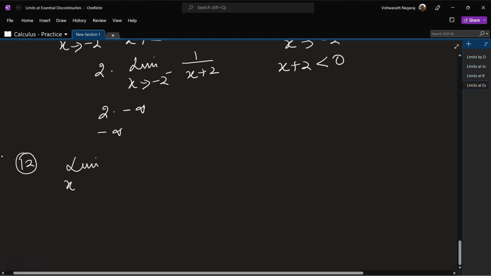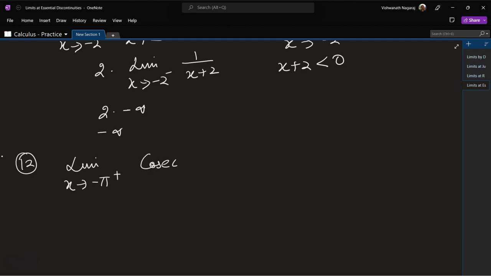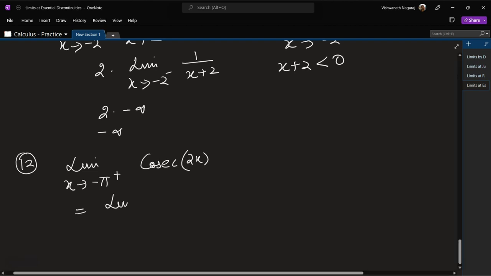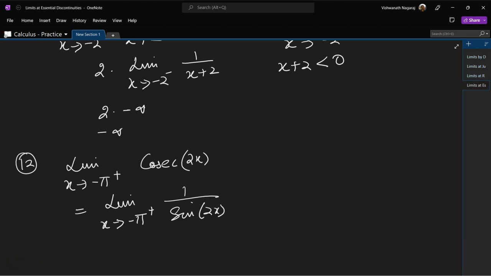That is 11th. Now let's look at the 12th one. Limit as x approaches minus pi on the positive side of cosec 2x. Okay. Now, if we do direct substitution, remember this is 1 by sine. So this will become minus 2 pi. So minus 2 pi is as good as 0. So sine 0 is 0. So denominator will be 0. So that is not acceptable. So we can't do direct substitution. So which means let's first write it as limit as x approaches minus pi from the positive side of 1 by sine 2x.